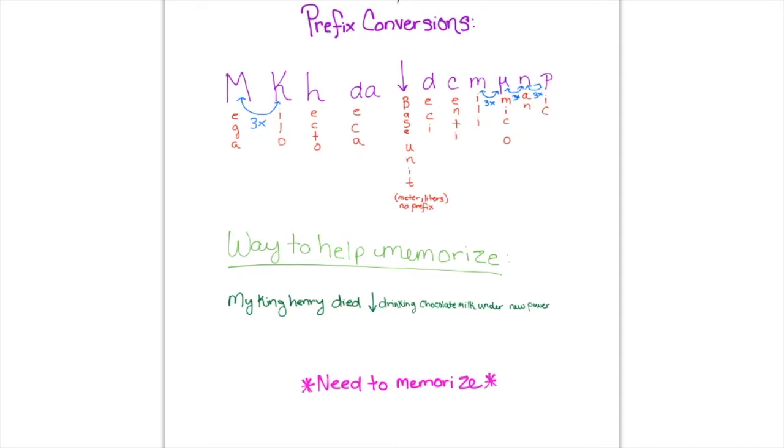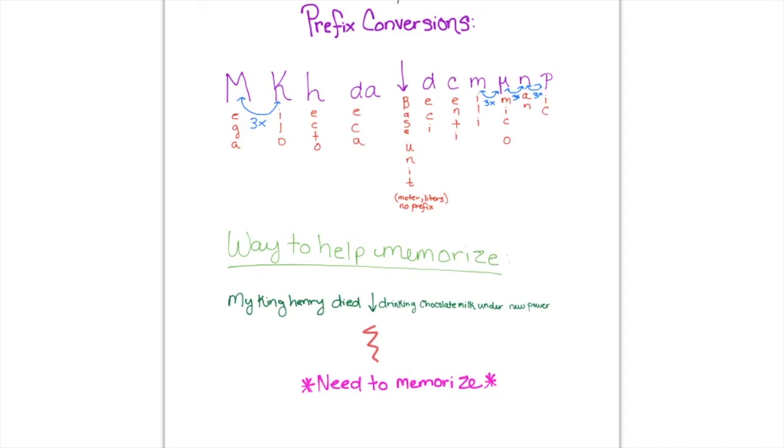So the acronym is, I'm going to read it the way you would memorize it, and then I'll tell you what each letter stands for. My King Henry died, and with the arrow now, I sometimes will write something here just so that you remember that the arrow needs to go between died and drinking. So you can come up with some sort of word.